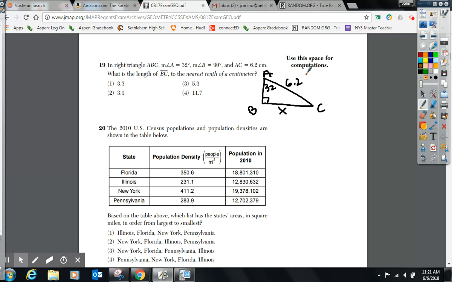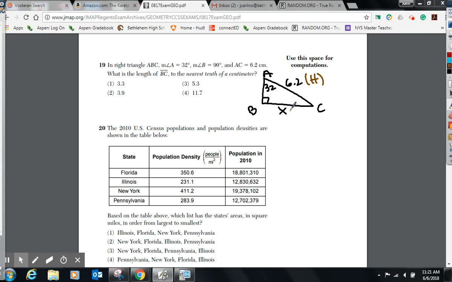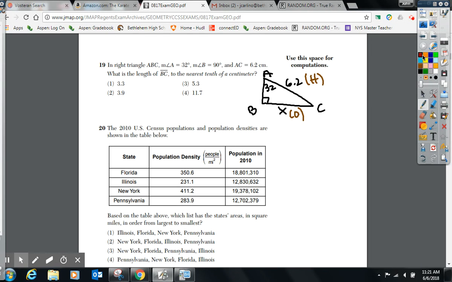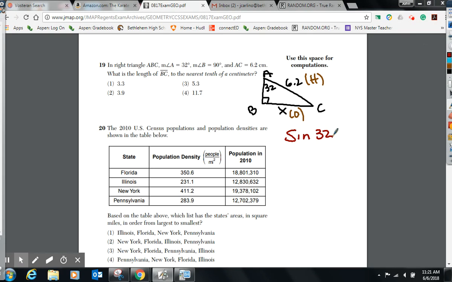All right, what's the 6.2 acting as? Hypotenuse. And what about the X? Opposite. What do I use with O and H? Sine of 32 equals opposite over hypotenuse, and I cross multiply. Okay? Probably need that for later. Anything else? Yes, Amy?